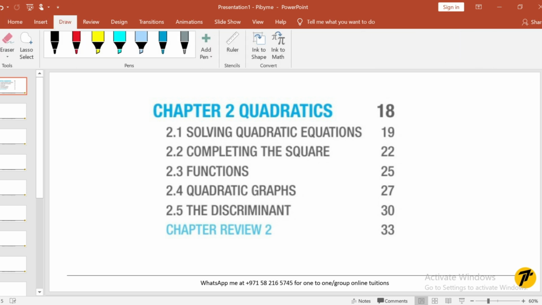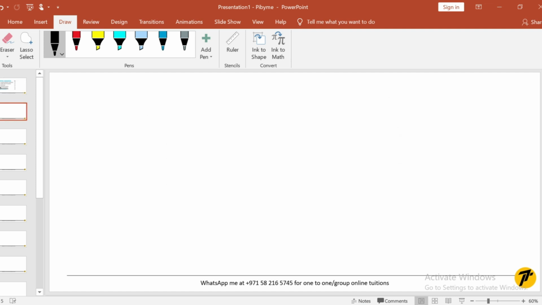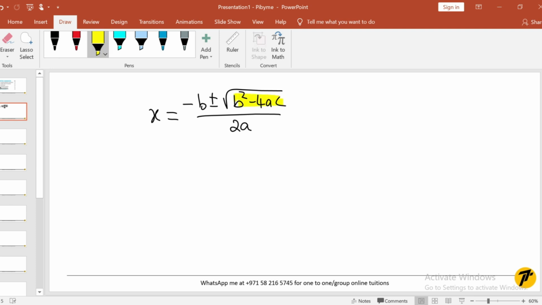Okay, in this lesson we are going to learn chapter 2, subtopic 2.5, the discriminant. The discriminant of a quadratic function is this. When you write the quadratic formula, x equals minus b plus or minus square root of b squared minus 4ac over 2a, that's the quadratic formula to find the roots of a quadratic function. This thing, b squared minus 4ac, is called the discriminant.